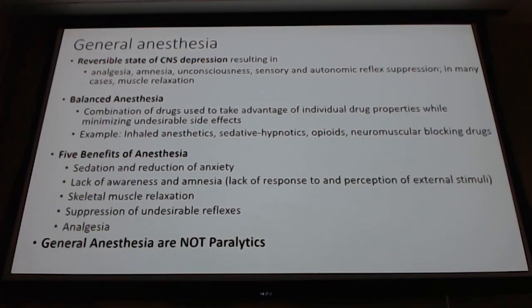All right, so general anesthesia is a reversible state of CNS depression. Okay, it results in analgesia, so pain relief, amnesia, unconsciousness, sensory and autonomic reflex suppression, and in many cases muscle relaxation. Okay, if we need complete relaxation, we want a paralytic. But if you give enough fentanyl, they're going to be floppy. You give enough propofol, they're going to be floppy. Okay, but we want to do a balanced anesthesia. We want to make sure that we give enough to get these nice properties, but not enough to push them into hypotension, into a neurogenic shock or a cardiovascular shock.